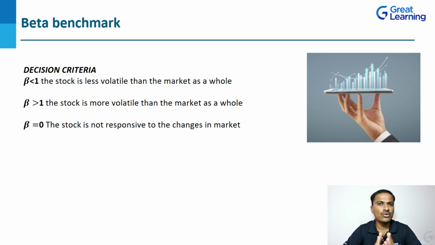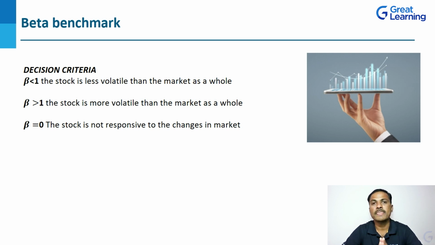Now, how do we measure beta? What is the benchmark against which we can compare beta factors? When the market is highly volatile, what does beta indicate? When the market is less volatile, what does beta indicate? When beta is less than 1, that means the stock is less volatile than the market. For example, Infosys shares. Infosys shares are listed on BSE Sensex.